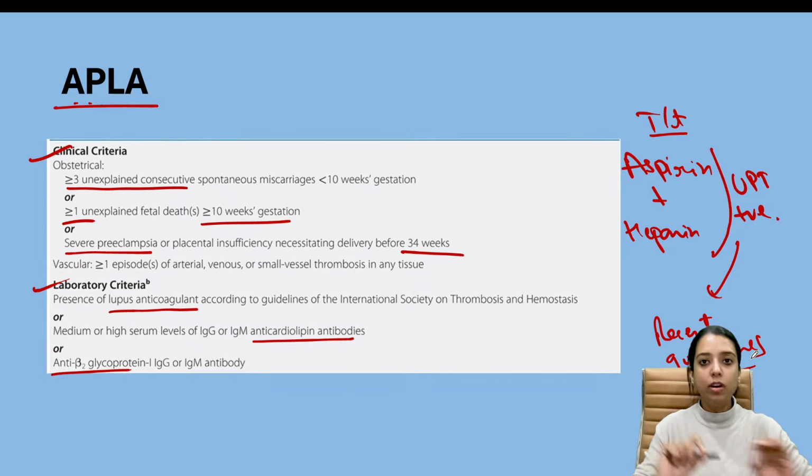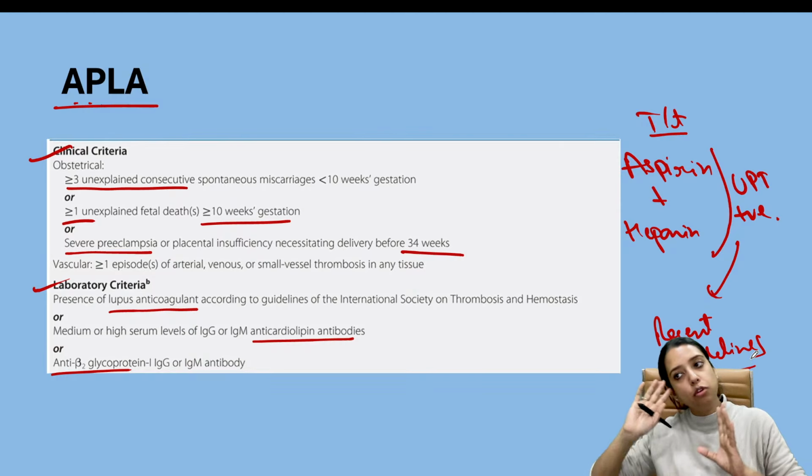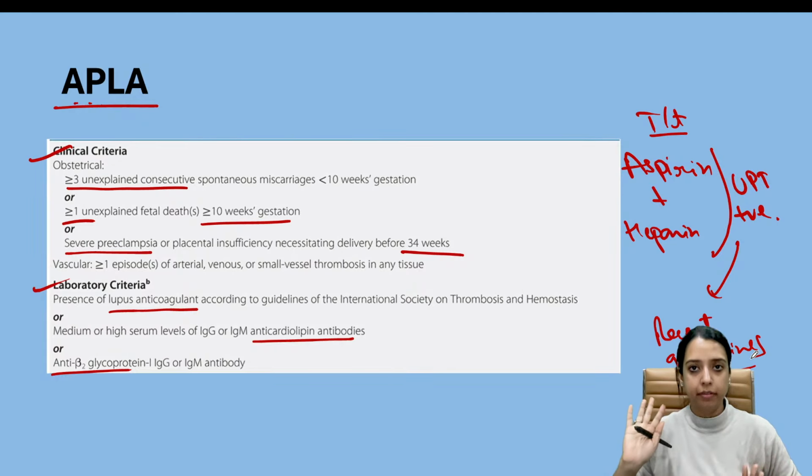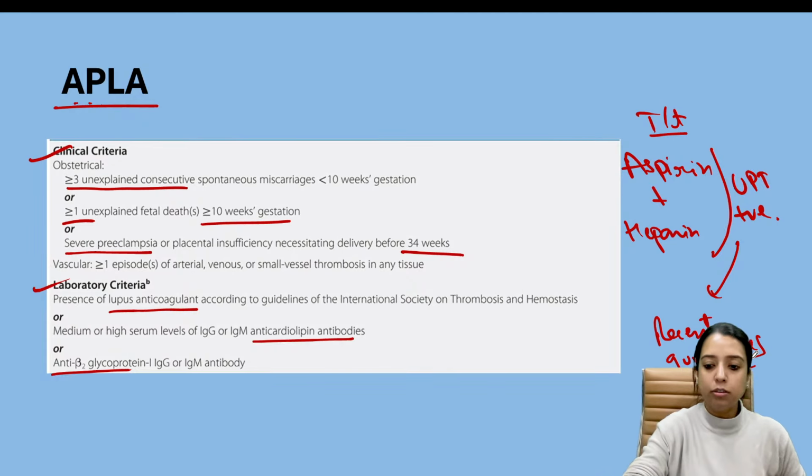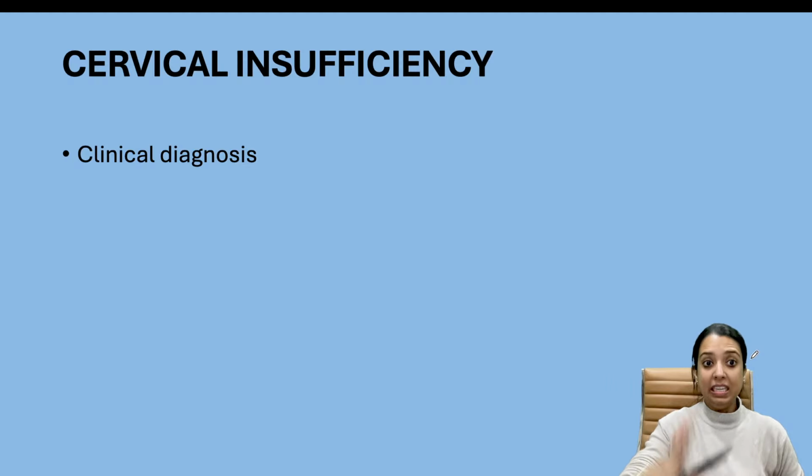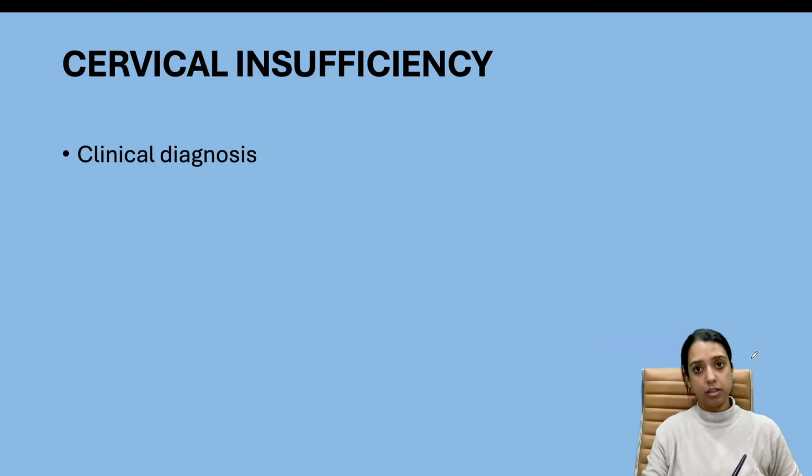Okay? Don't write down when fetal heart is coming. If you wait for the fetal heart, abortion will happen. So start it as soon as it is UPT positive. Second common cause is cervical insufficiency.